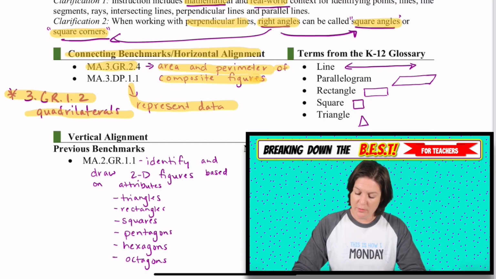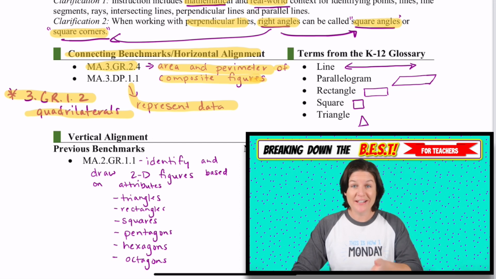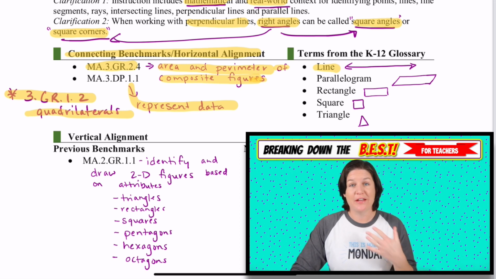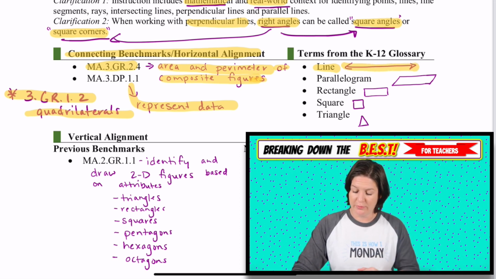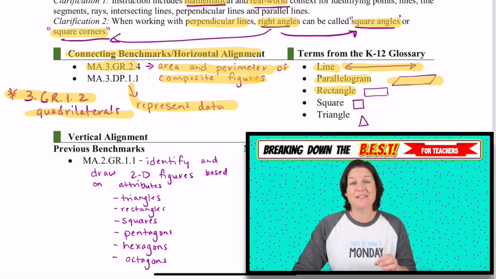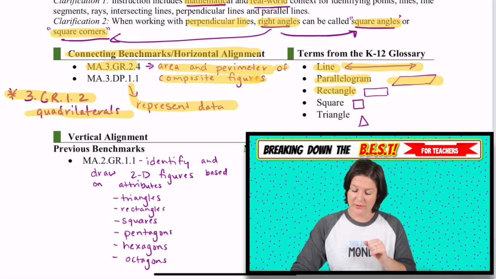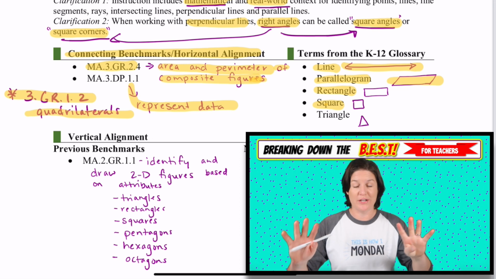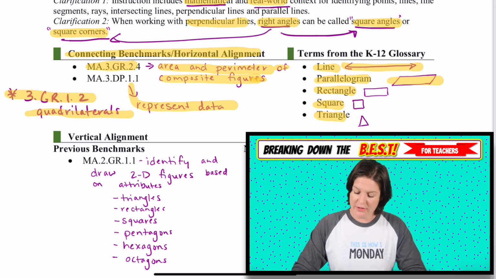Some terms that you need to know, I would say, are all the following that are in the standard itself, but also isolating line, which is a straight path that goes on and on forever in both directions. The parallelogram is known for having exactly two sets of parallel sides. A rectangle is a quadrilateral that must have four right angles. A square must have four right angles and four equal sides. And a triangle is a polygon with three sides.